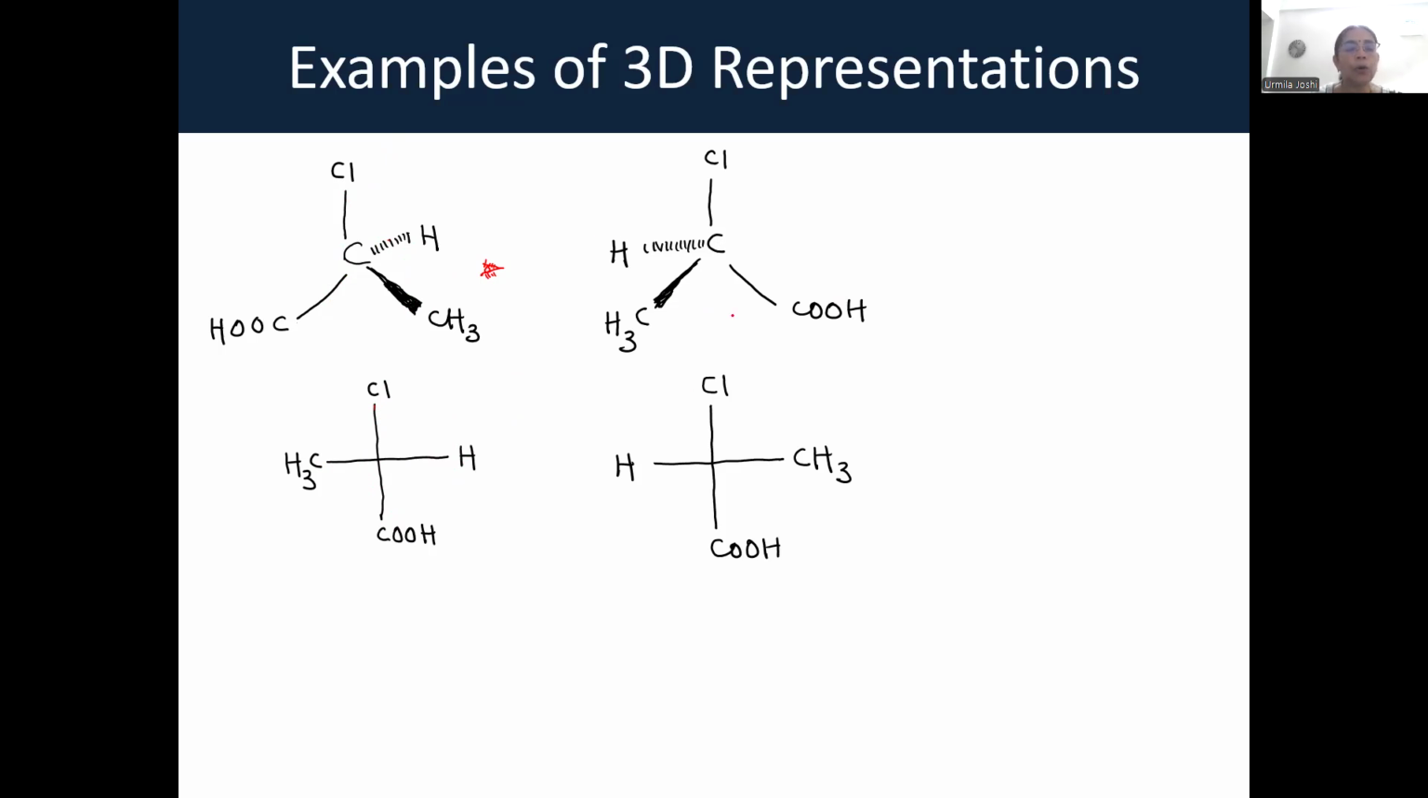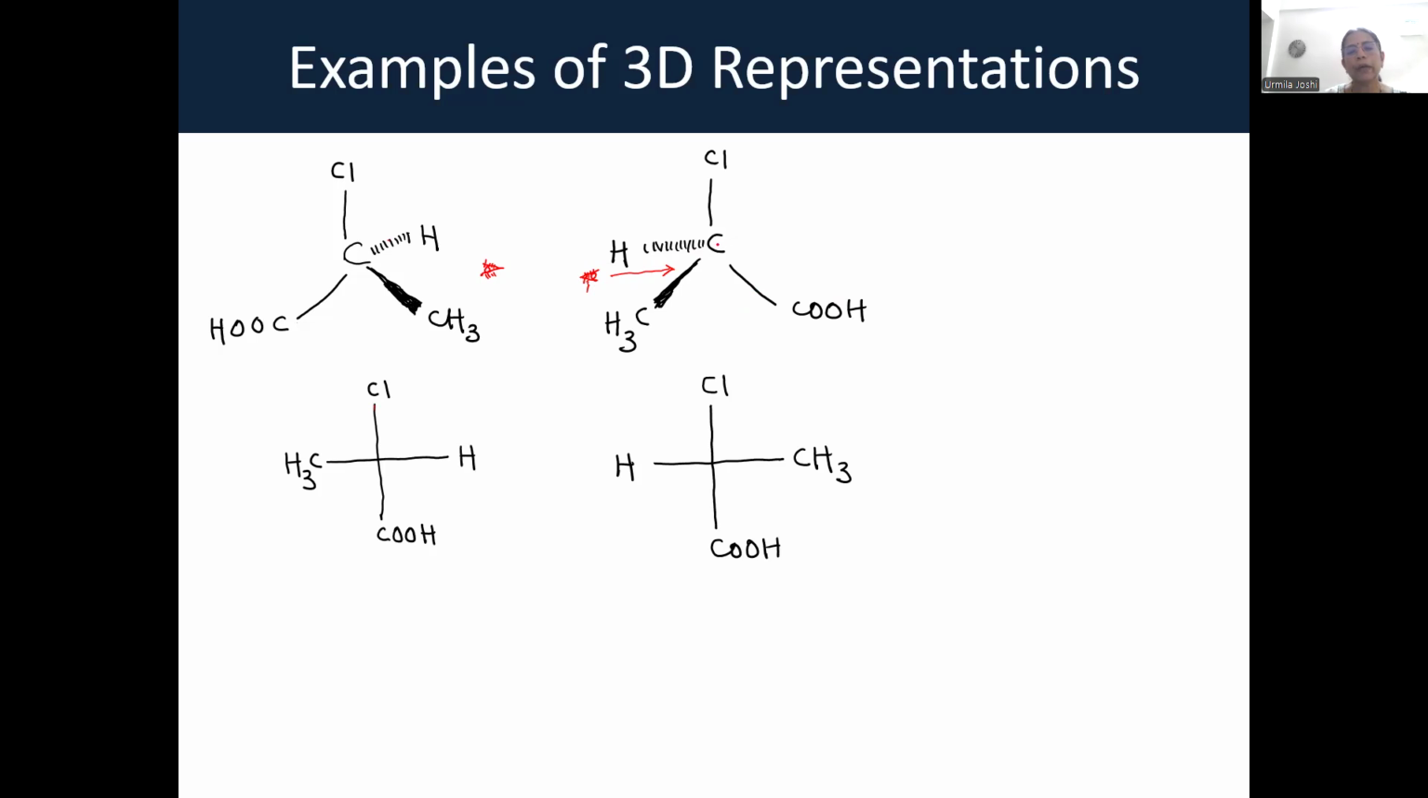As against, you have to look in between the dotted line and the wedge structure. Okay. So now the second isomer. This is the dotted line, this is the wedge. So you look in between these two, like this, towards the molecule.